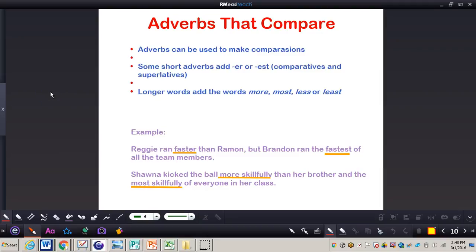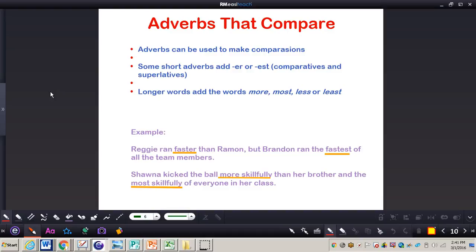In this video, we're going to be taking a look at adverbs that compare, and it's important to know that adverbs can be used to make comparisons. So some short adverbs add ER or EST, comparatives and superlatives, so we know that. And then also some longer adverbs you need to add the words more, most, less, or least. So let's take a look at some examples here, and you do need to have out your writing journal and also your pencil and practice companion book.